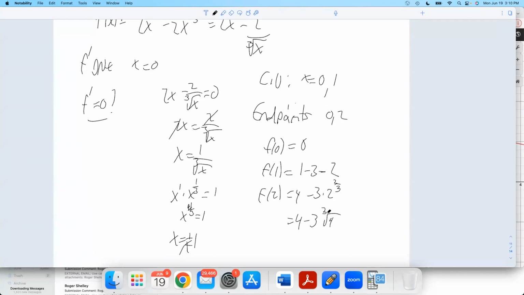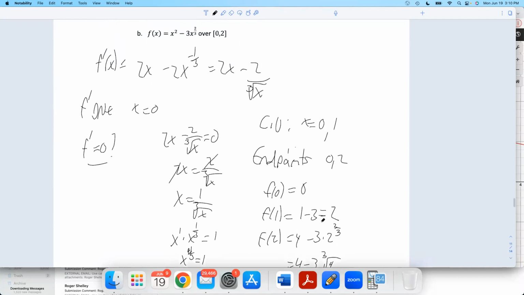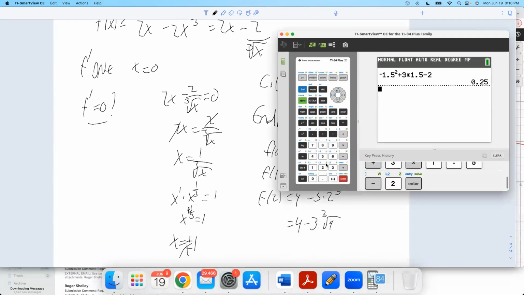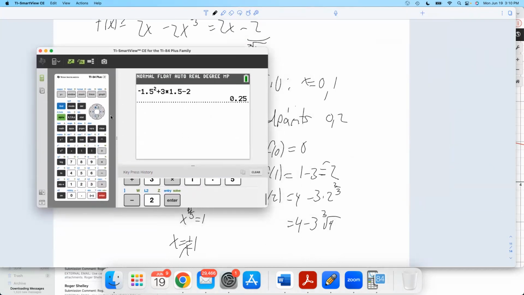Now I'm going to get my calculator out and see if that is bigger or smaller than, what did I get here? -2. So I could even type it in like that if I wanted. 4 minus 3 times 2 to the 2/3 power, 2 raised to the 2/3, negative 0.7-ish.